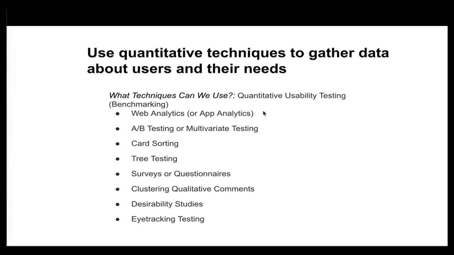Now, there's a lot of quantitative techniques, as you can see. This is how we gather data about users and their needs. So there's web analytics, A/B testing, card sorting, tree testing, surveys, questionnaires, clustering, qualitative comments. It just keeps going. It's a lot. It's definitely a lot to learn, but I promise you with practice, you're going to get there. So each one is definitely best utilized for specific situations.